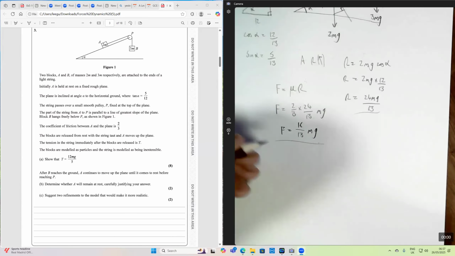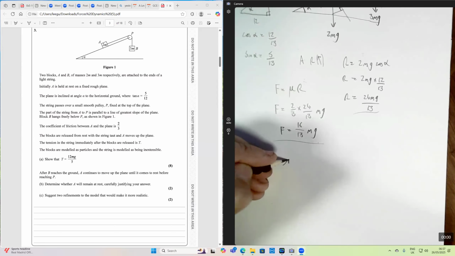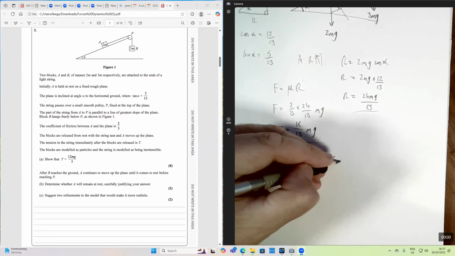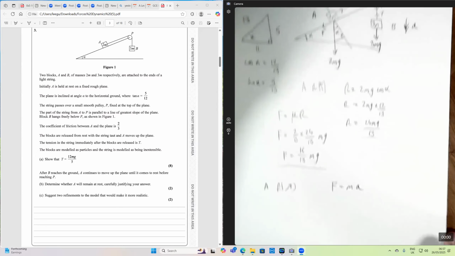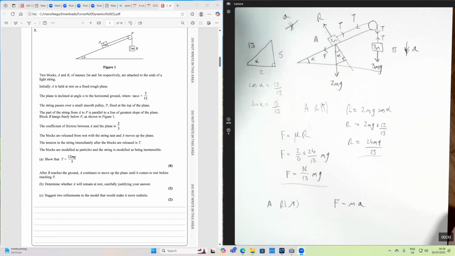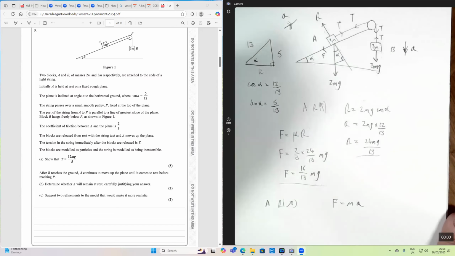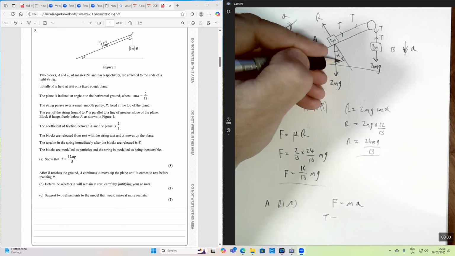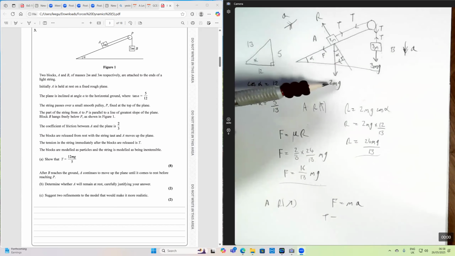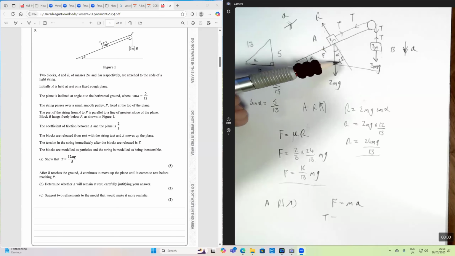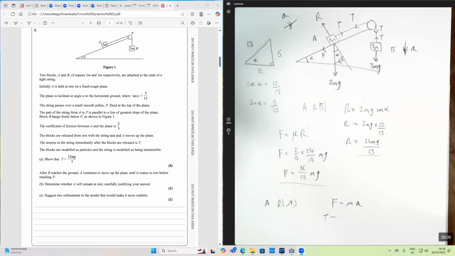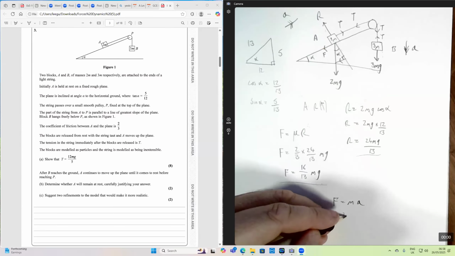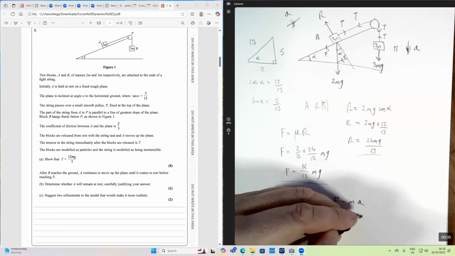So let's have a look at, first of all, resolving up the slope, and this is for particle A. I'm going to write down Newton's second law, F is equal to ma, and let's see what we've got for this particle. Well, it's being pulled up the slope by the tension, and it's being resisted by the component of its own weight that's acting down the slope, which is 2mg times sine alpha. So that's this component. So we've got tension minus 2mg sine alpha.